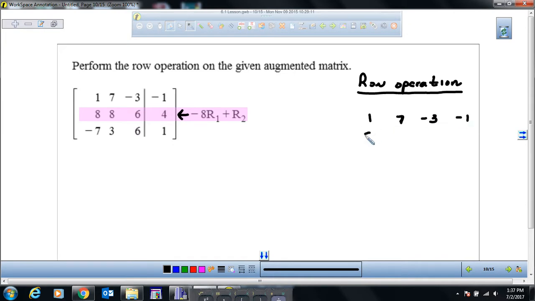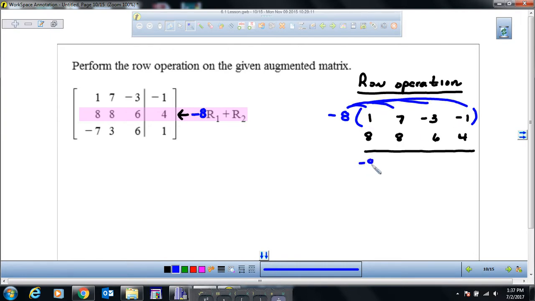And with row 2, which is this one: 8, 8, 6, and 4. So what this is telling you to do is that you're going to multiply negative 8 times row 1. So basically that means you're going to multiply everything in row 1, which is this one, by negative 8 first. And that's going to give us negative 8, negative 56, positive 24, and positive 8.